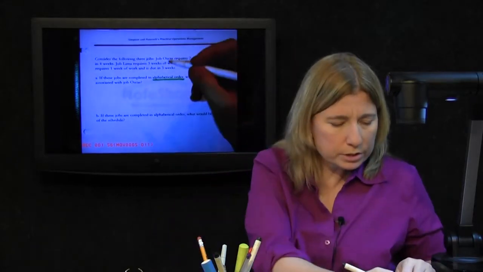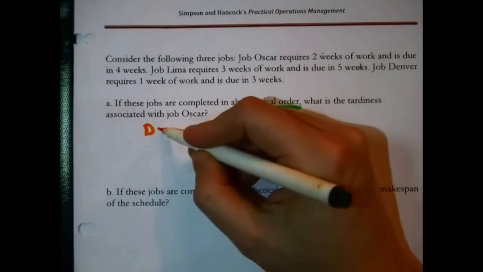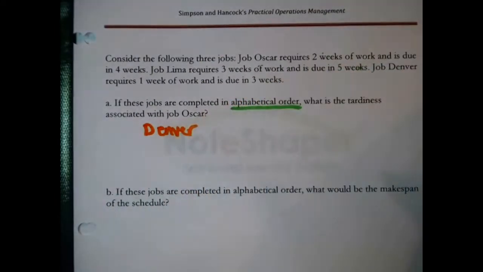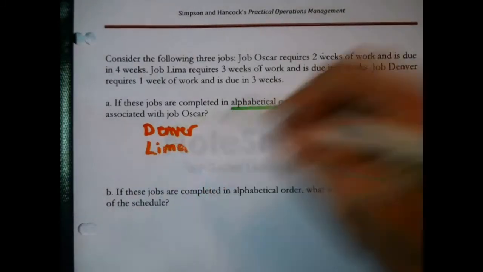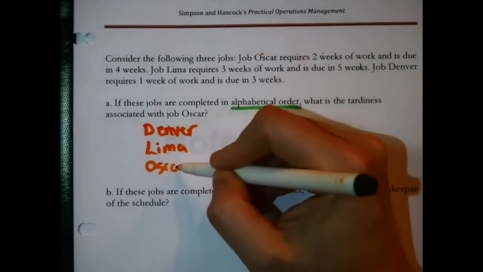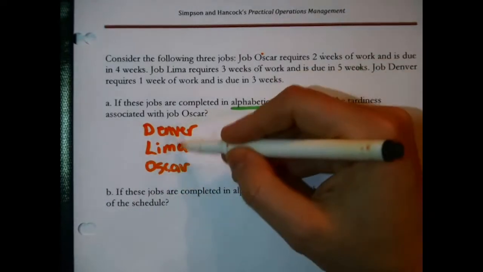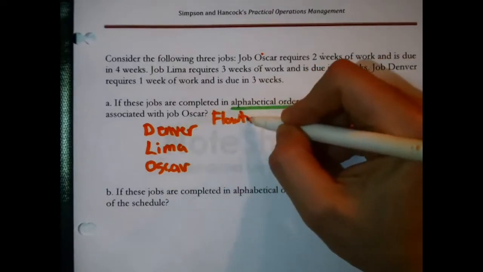First, the sequence. Well, let's see. That means that if they're in alphabetical order, job Denver would go first, right? And then job Lima would be second. And then job Oscar would be third, and there's only 3, so I'm done with the sequence. There's the schedule. I do need the flow time.